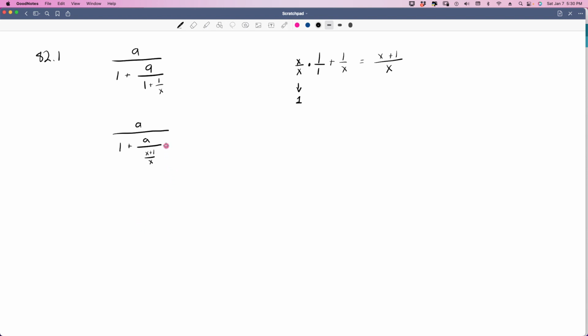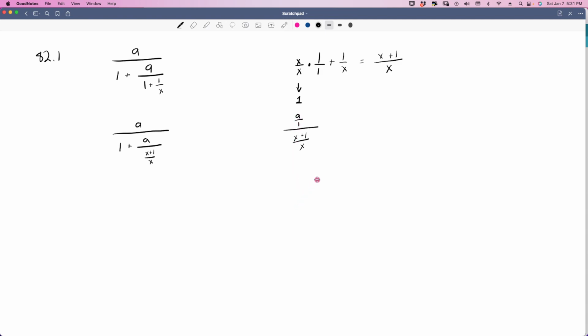Guess what we have now? We have a new denominator, and we have another one of these little things. So before we go any further, we're going to simplify this. What is this? This is simply a fractional division problem. So we have a over x plus 1 divided by x. Now, if you're smart, and I know you are, you're going to see that we can turn that a into a fraction, a over 1.